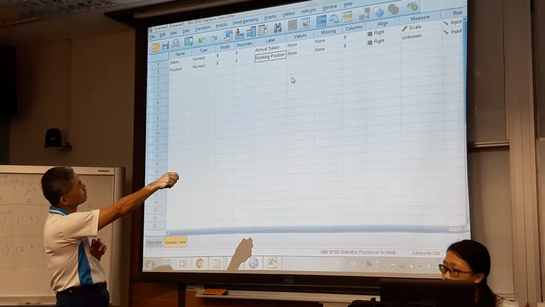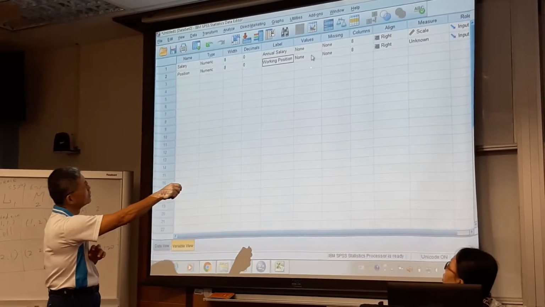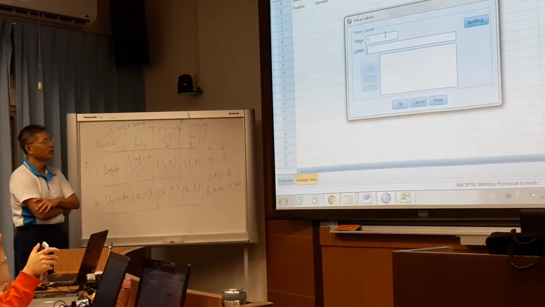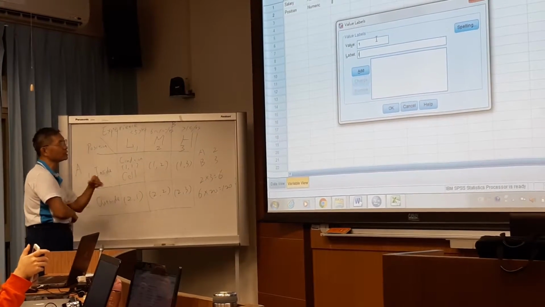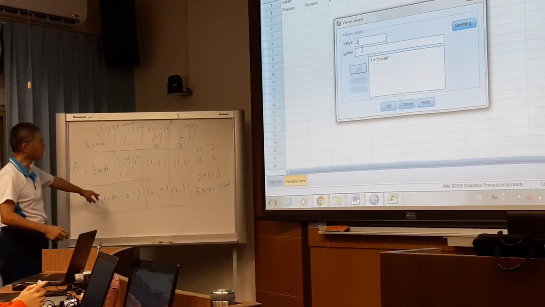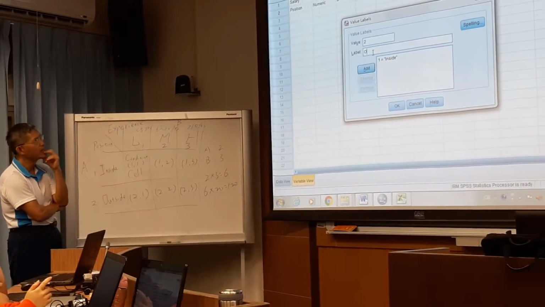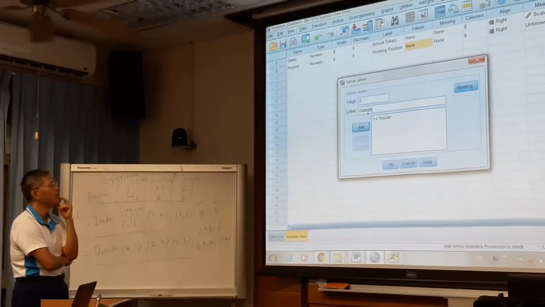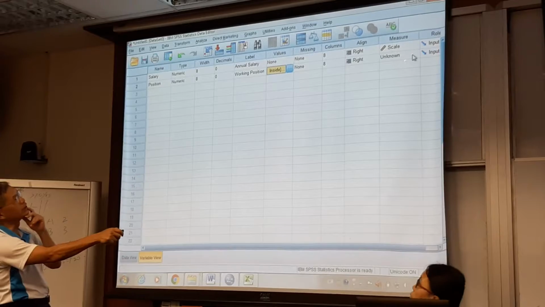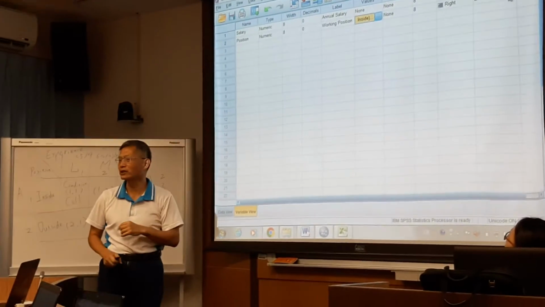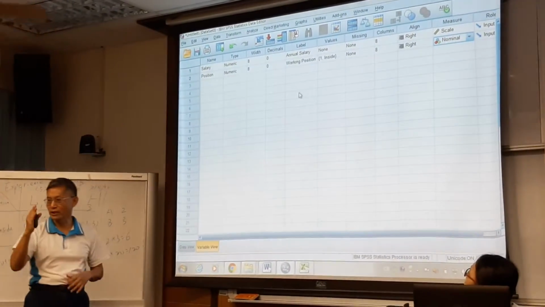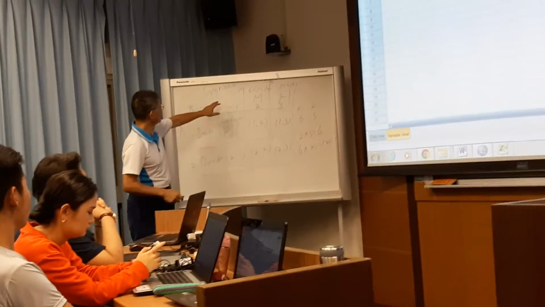And you need to define the values, right? Type 1 stands for inside, label it inside, INSIDE. Then 2 stands for outside, OUTSIDE. And then you need to define this. You might say it's numerical data, actually it's not. You cannot calculate, it's nominal data. Okay, nominal.